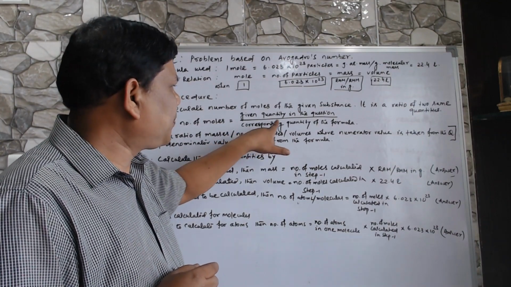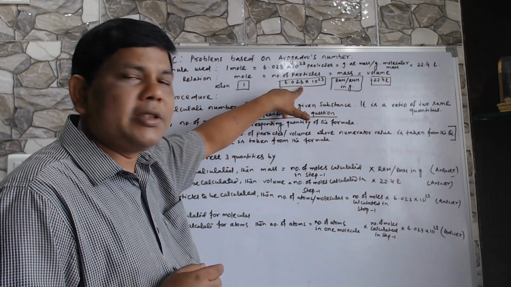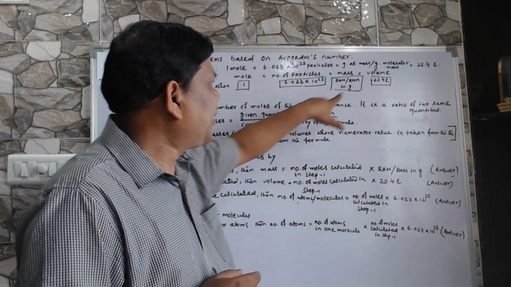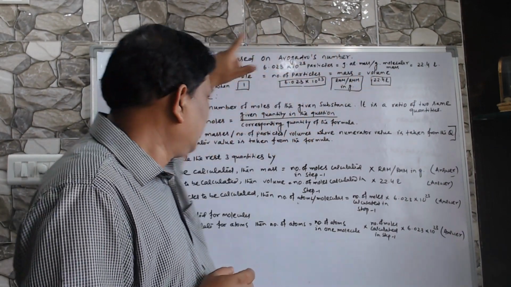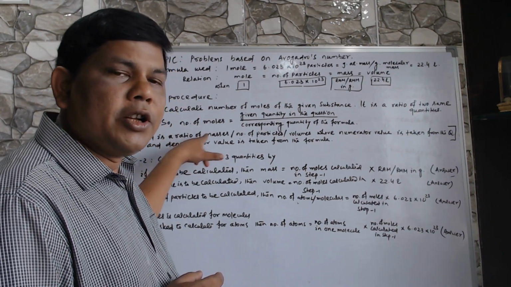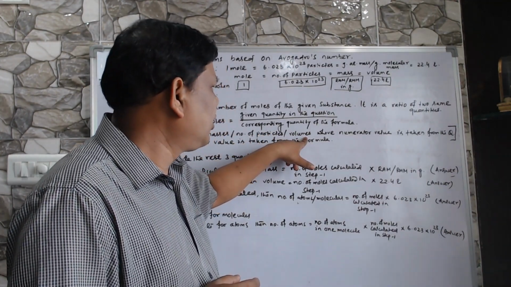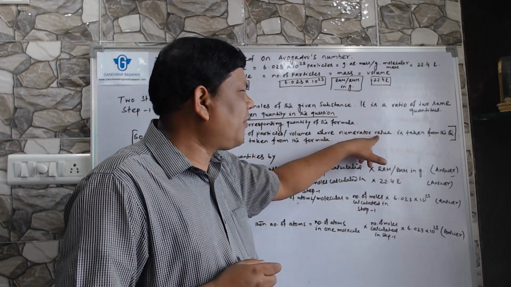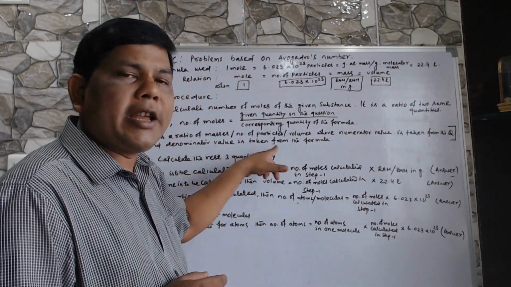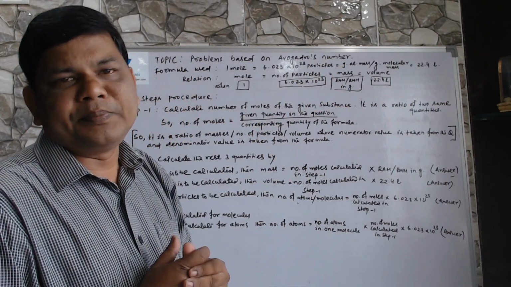Divided by the corresponding quantity of the formula. If it is mass, this one. If it is particles, this one. If it is moles, this one. Moles we are calculating, sorry. If it is volume, this one. So, it is a ratio of masses, or a ratio of number of molecules, maybe, or a ratio of volumes, where the numerator value is taken from the question and the denominator value is taken from the formula. Formula means this one I am talking about.